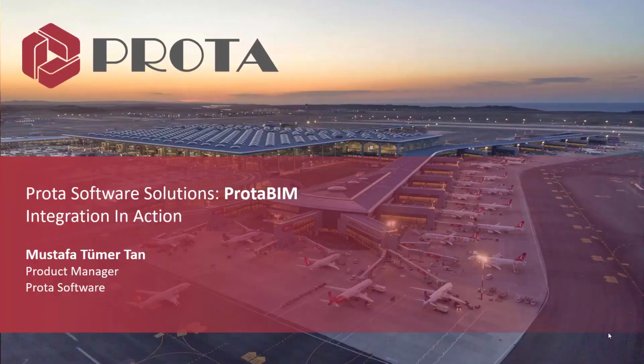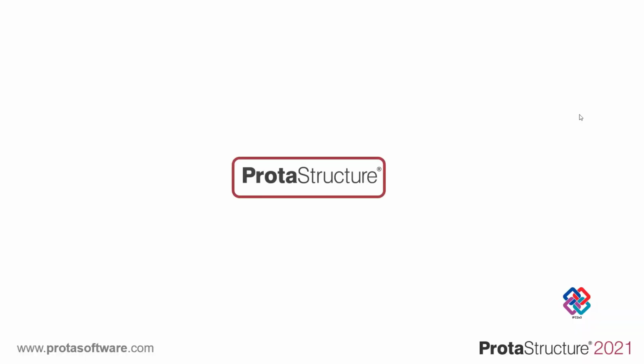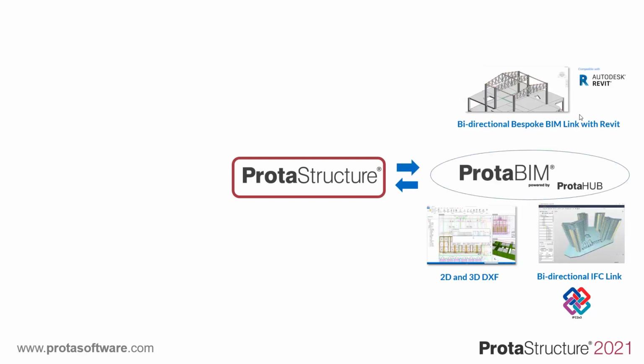Hello everyone. Today we will be talking about BIM integration features in Protostructure. With Protostructure, you can model, analyze, and design multi-material building structures using a central structural BIM model. You can then share the BIM model to various other BIM platforms with bespoke links and IFCs.